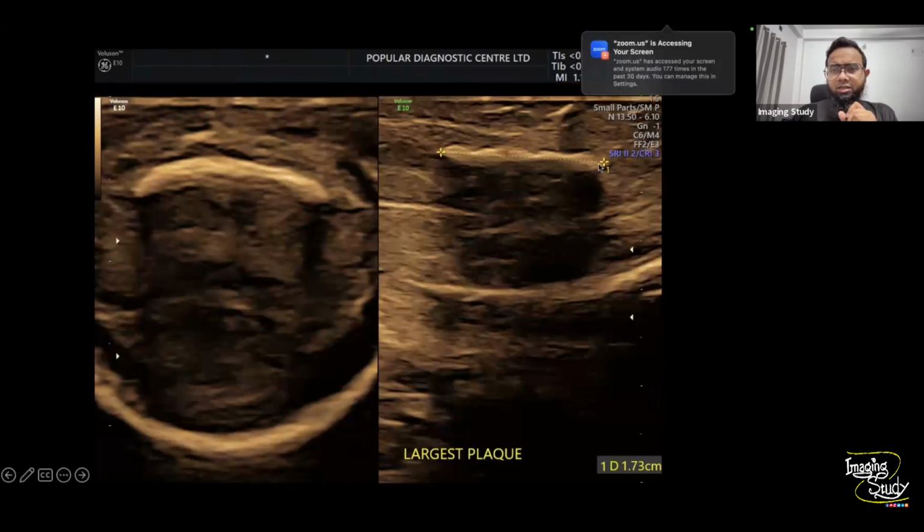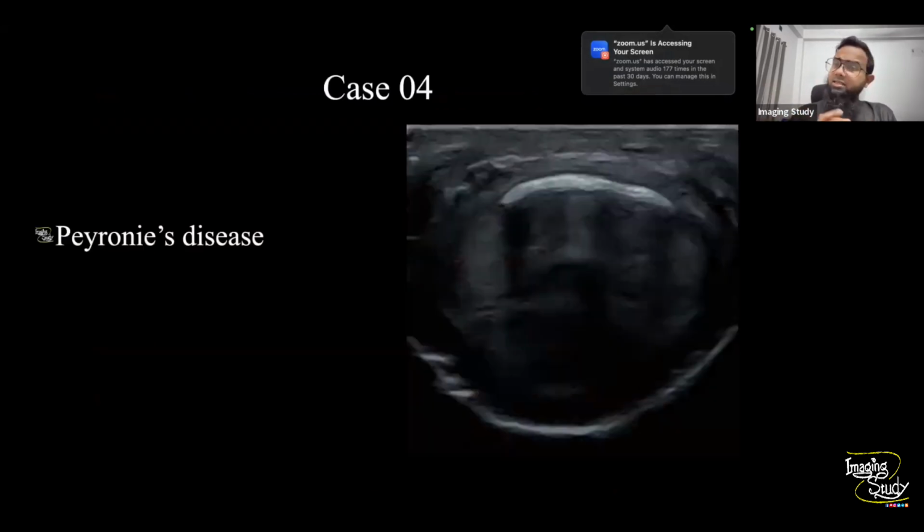So here's the largest one. Its length on longitudinal section was around 1.7 centimeter, though ultrasound is not good for actual measurement. So this is a case of Peyronie's disease.